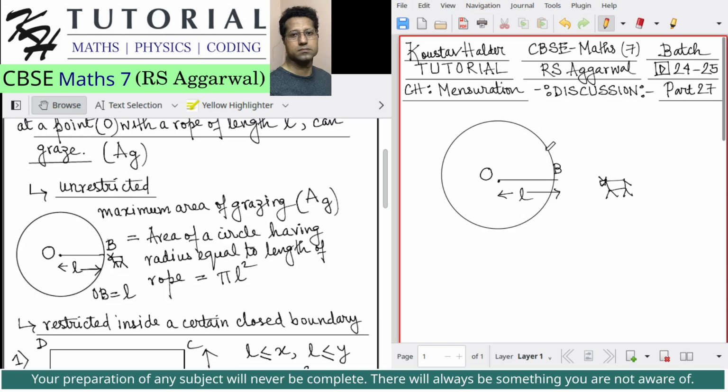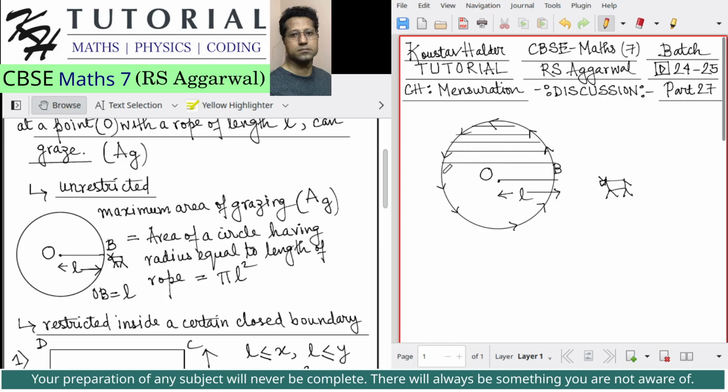I hope you are getting the idea. So the cow will try to graze along the circumference of this circle, and the area it can cover is nothing but the area of the circle.